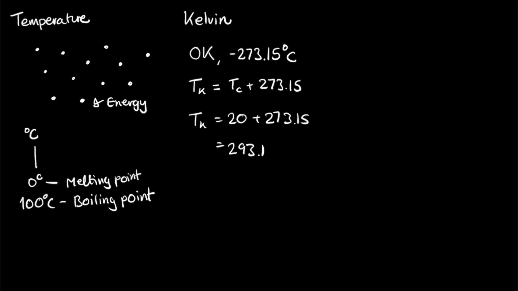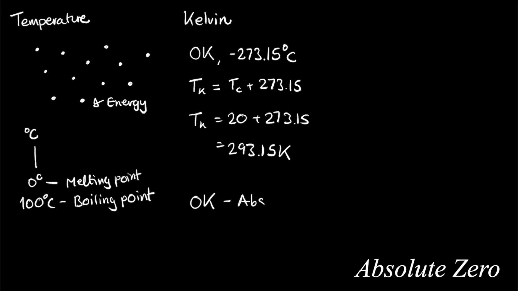Now instead of writing degrees C like we do with the Celsius scale, we just simply write Kelvin. So there's no little degree symbol after the value of the temperature. That's just a convention. The first point on the Kelvin scale is 0 Kelvin. And you probably know that this is called absolute zero.